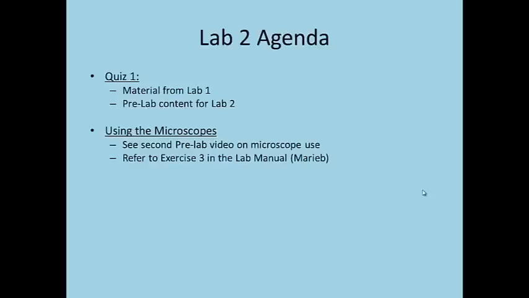Second thing we're going to cover is use of the microscopes. So there is actually a second pre-lab video discussing how to use the microscopes, how to care for the microscopes. And you can also refer to exercise 3 in the lab manual if you need some more information there. And then once we become proficient in the microscopes, we're going to move on to histology, which is lab exercise 6 in the lab manual.